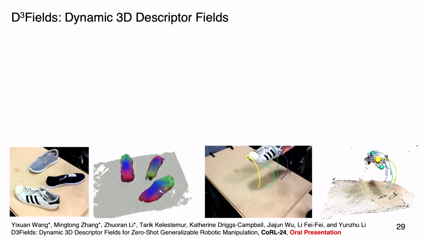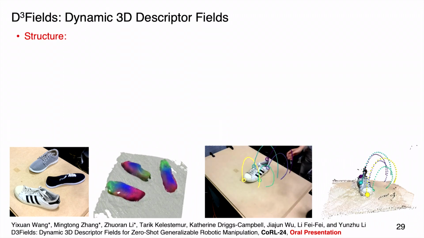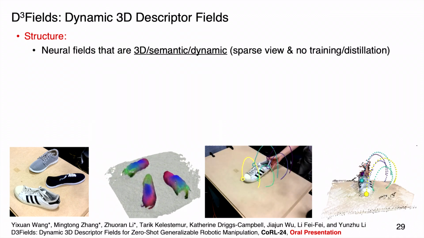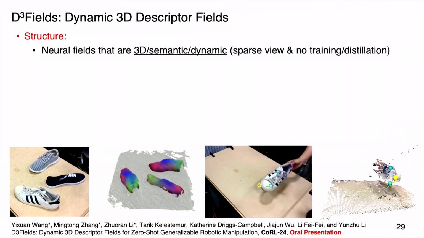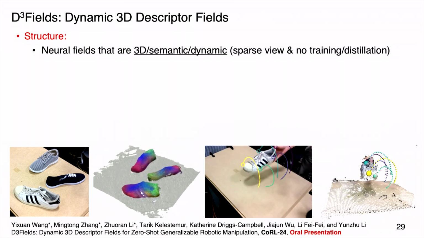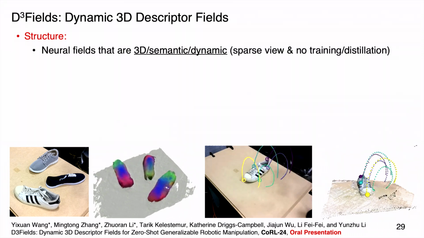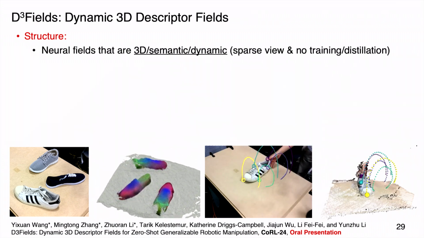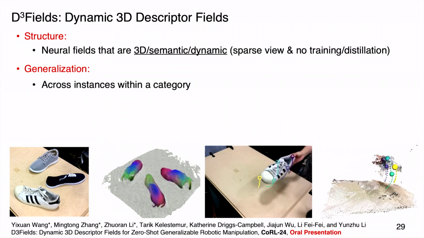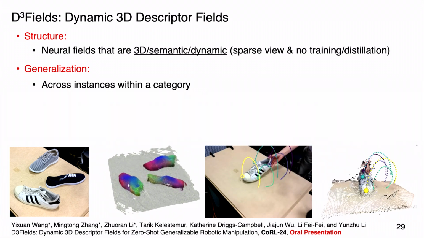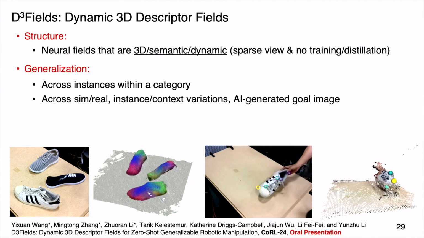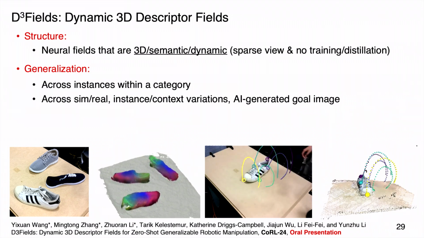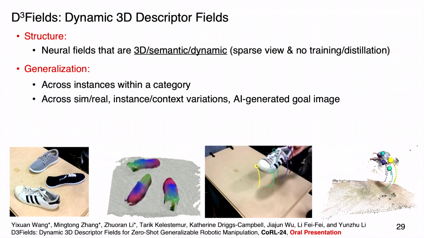So to summarize, this is a work that leverages the structure of neural fields, where the neural fields contain 3D, semantic, and dynamic information simultaneously. It allows us to do reconstruction using only sparse views and requires no training or distillation at all. It supports generalization across instances within a category. It can also generalize across sim and real instances, contexts of different variations, as well as AI-generated images.